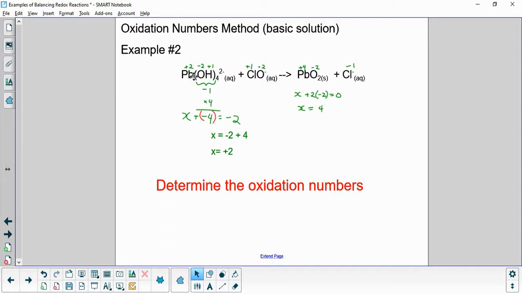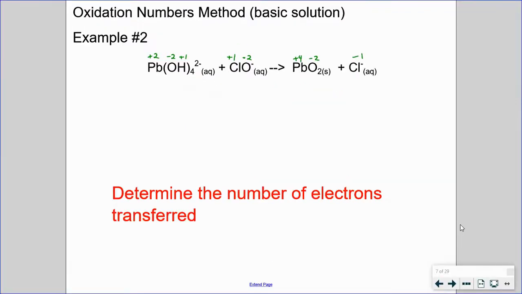On the right-hand side, we see that oxygen has a negative 2 oxidation number, and there's 2 of them, so we have a negative 4 on the oxygen side. That means that the lead must be positive 4. Again, we can do this algebraically and say that X plus 2 times negative 2 equals 0, because it has to have a neutral charge here, and X is equal to 4 when you bring this negative 2 times 2 over to the other side. We have the oxidation numbers.